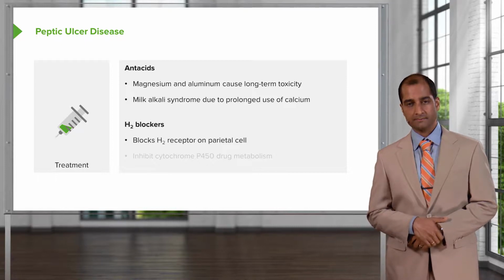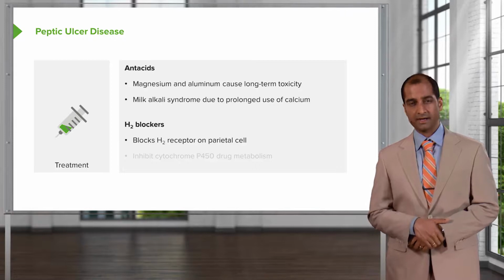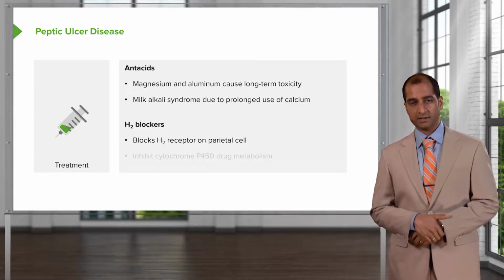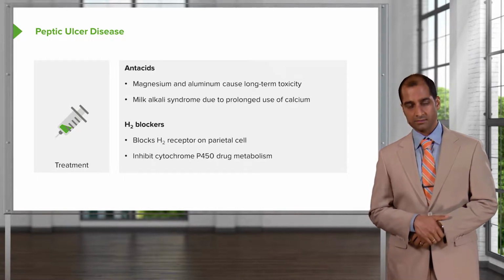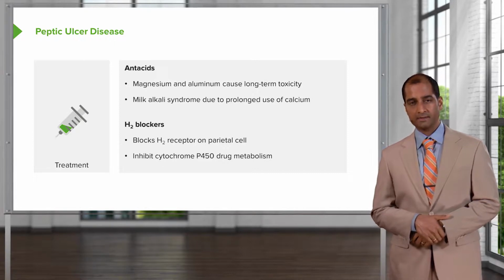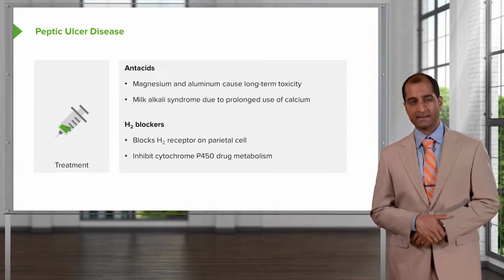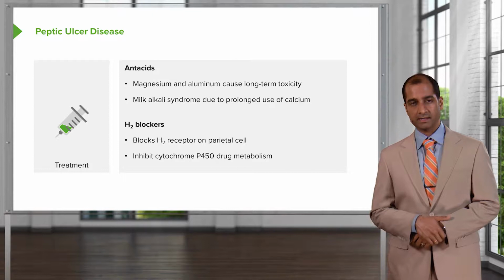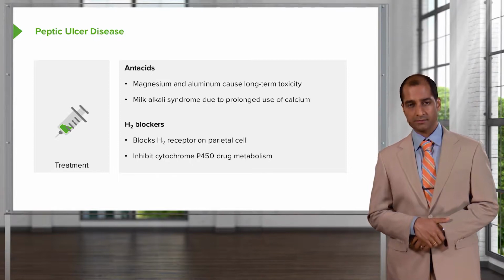H2 blockers. Here, once again, you block the histamine H2 receptors and decrease acid production, if that is one of your concerns with peptic ulcer disease. H2 blockers, however, do inhibit the cytochrome P450 system in the liver, so they may cause decreased metabolism of certain drugs. So drug-drug interactions become an important side effect and interaction that you want to keep in mind for H2 blockers.